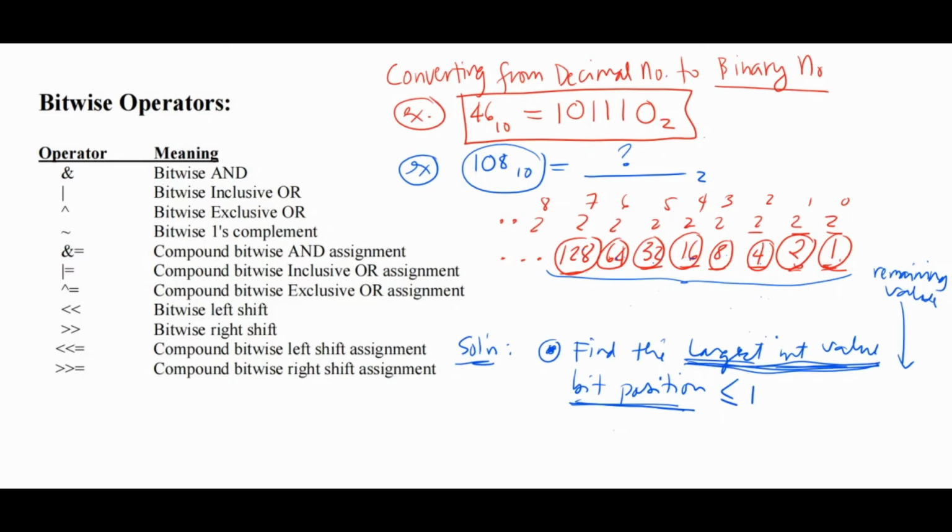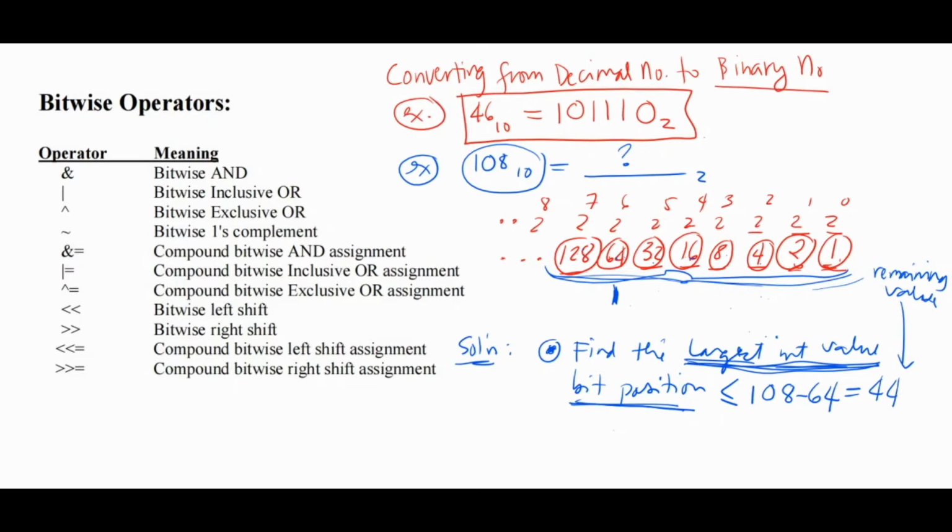So again, the solution to that is to find the largest integer value from among these bit positions that is less than or equal to 108. So from among these values, the largest integer value that is less than or equal to 108 is 64. So we set this to 1, and then we subtract the value 64 from 108. The remaining value is 44.